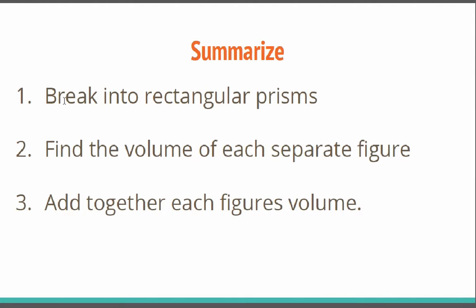So here's what we did. To summarize, we take a big composite figure and we break it up into its simpler parts, the two rectangular prisms, or more. Next, we find the volume of each separate rectangular prism. Then we add those parts together to get the total composite volume. That's how we find the volume of composite figures.